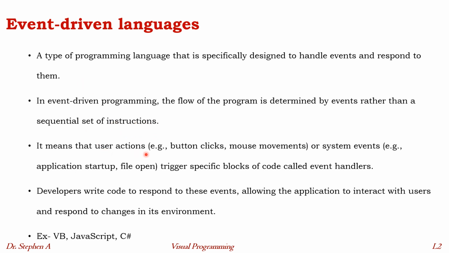It means that user actions like button clicks, mouse movements, and system events like application start and file open are events. Developers write code to respond to these events, allowing the application to interact with users and respond to changes in its environment. That is why it is called an event-driven language. Here, everything is done based on events. Examples of event-driven programming languages are Visual Basic, JavaScript, and C#.